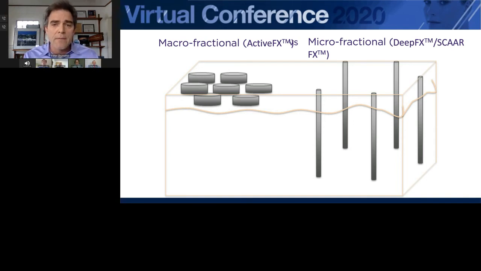Active FX and Deep FX are just different types of pattern generators. Active FX is the old school, with broad and superficially penetrating beams, whereas the microfractional Deep FX and Scar FX are deeply penetrating narrow beams. Active creates an array of millimeter-sized discs that penetrate a couple hundred microns, and Deep FX and Scar FX have a diameter of a little more than a tenth of a millimeter and penetrate several millimeters, up to 3.5 to 4 millimeters.